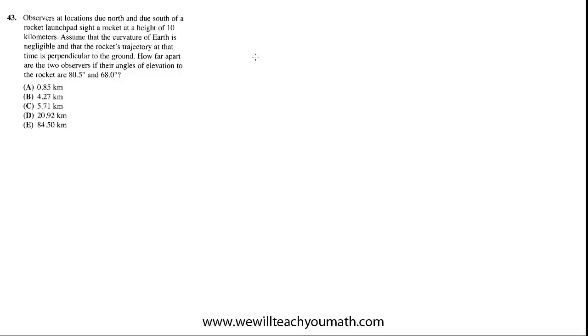So we have a rocket launched perfectly vertical, perpendicular to the ground, the curvature of the Earth is negligible, and its height is 10 kilometers. Then we have one observer to the north and one to the south. So let's call this the south guy. He's got an angle of elevation, so I've put him a little less far away, and there's a reason for that. He's got a bigger angle of elevation, so we'll call his angle 80.5 degrees. And then the other guy, he's a little further away, so he's got a smaller angle. He's 68 degrees on his angle of elevation.